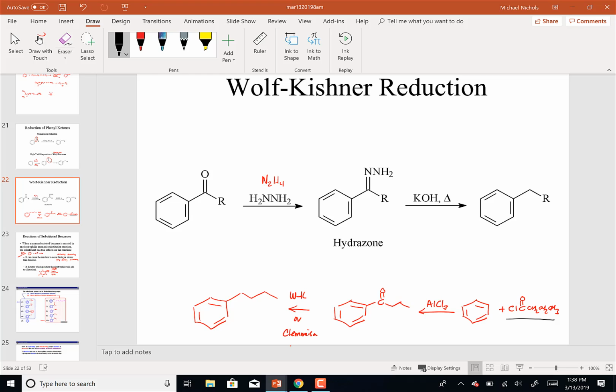For the Wolff-Kishner, we're going to have to write out the two separate steps. Normally, the Wolff-Kishner reagent, you would write N2H4, and then you can write KOH and heat. This is the combined. That's the Wolff-Kishner reagent. We'll talk about how we form hydrazones later. I don't know that we'll talk about the reduction down to a CH2 group, but we'll talk about hydrazones in a while.